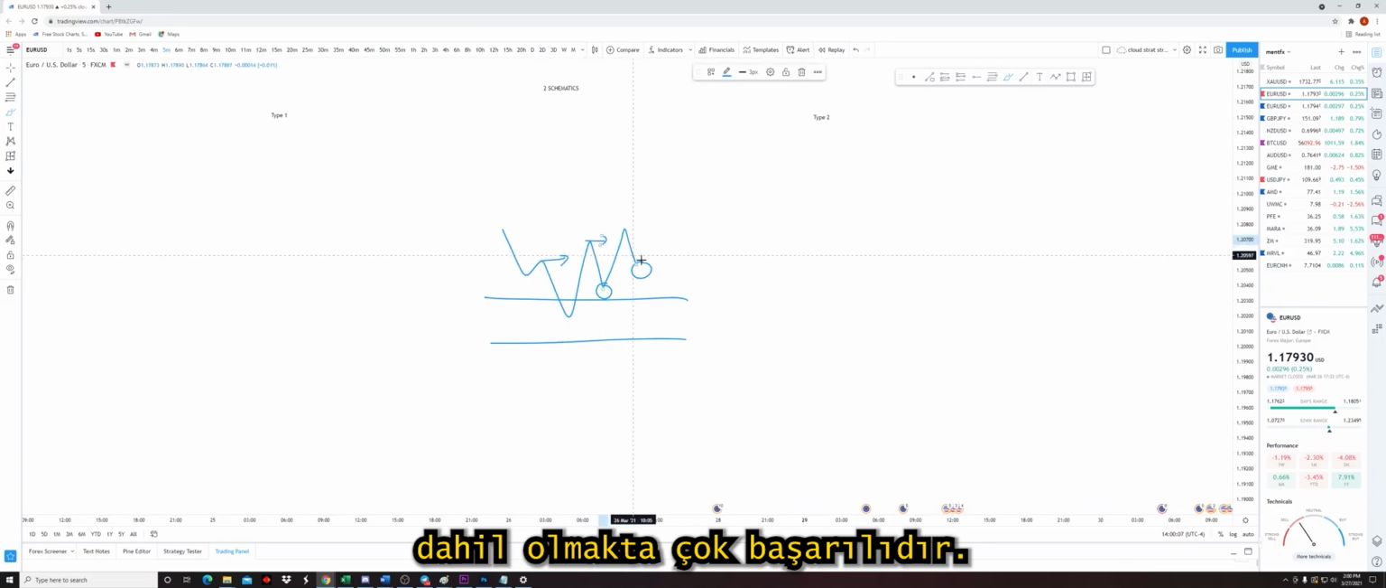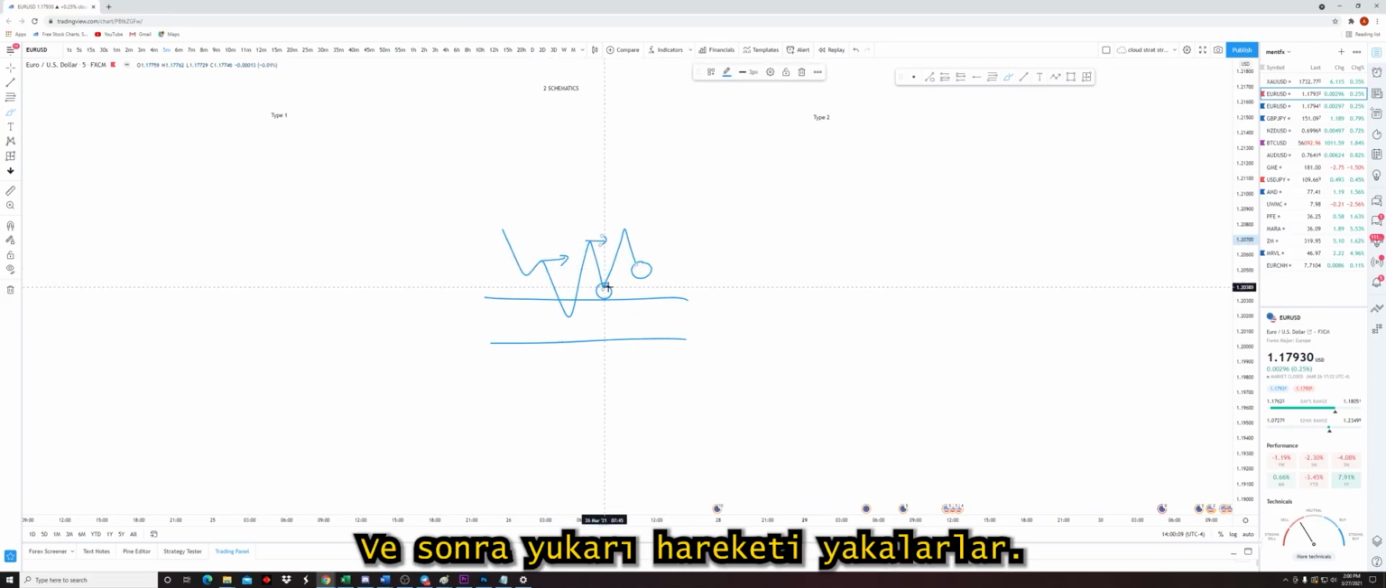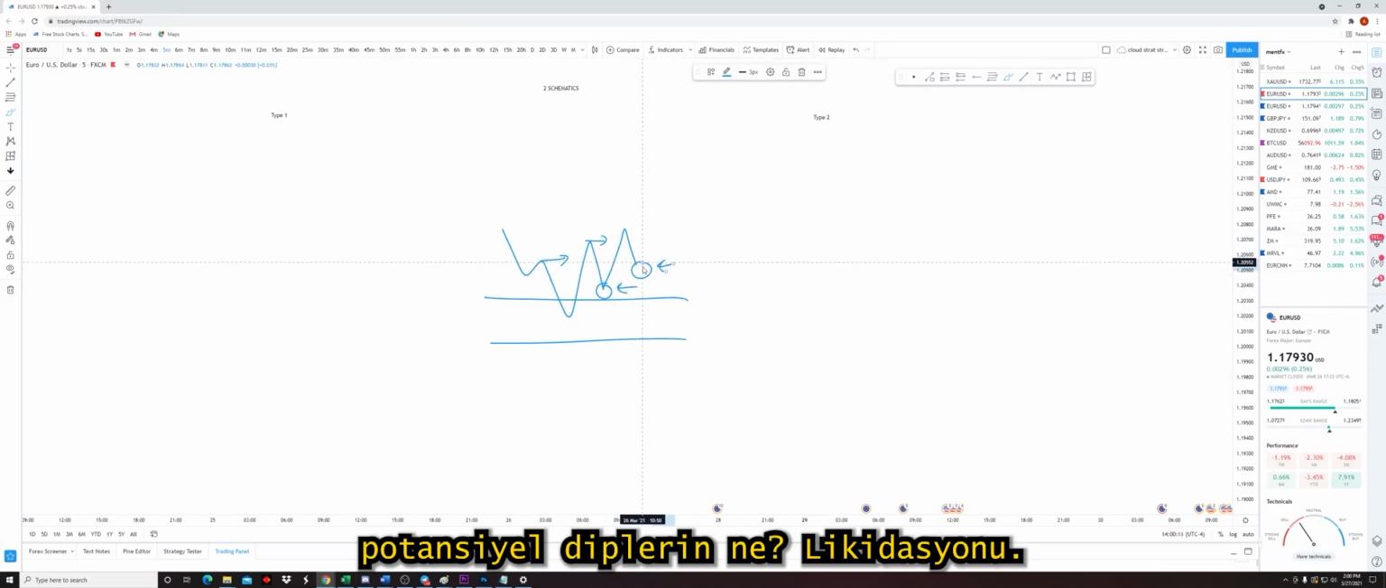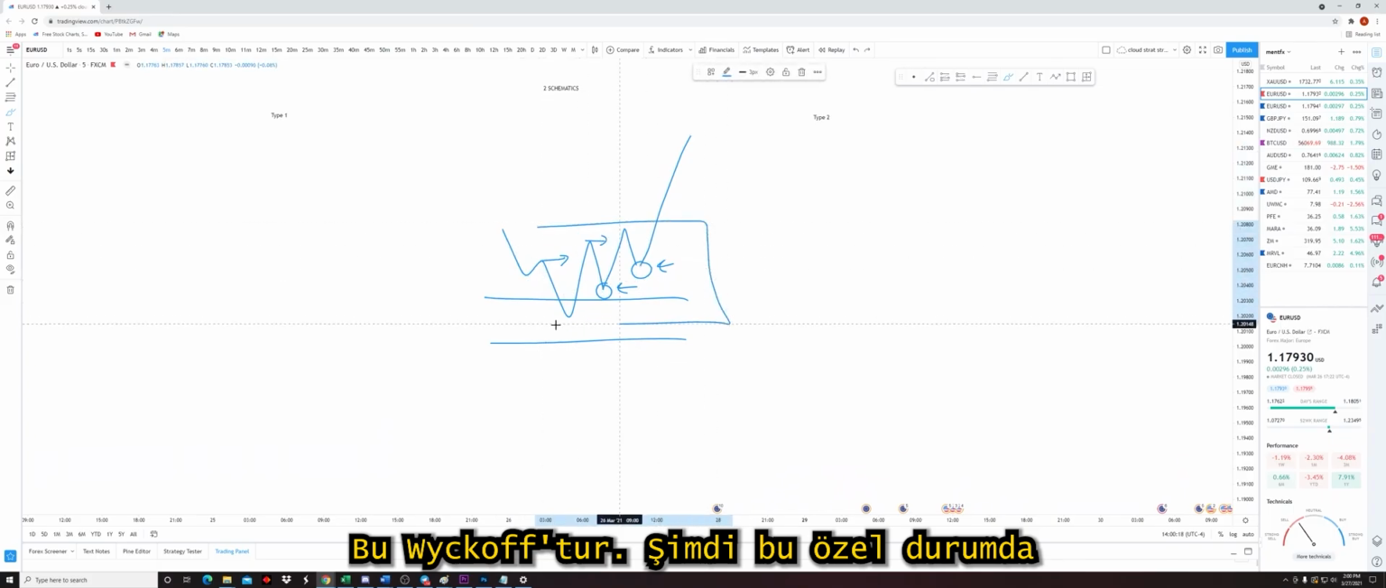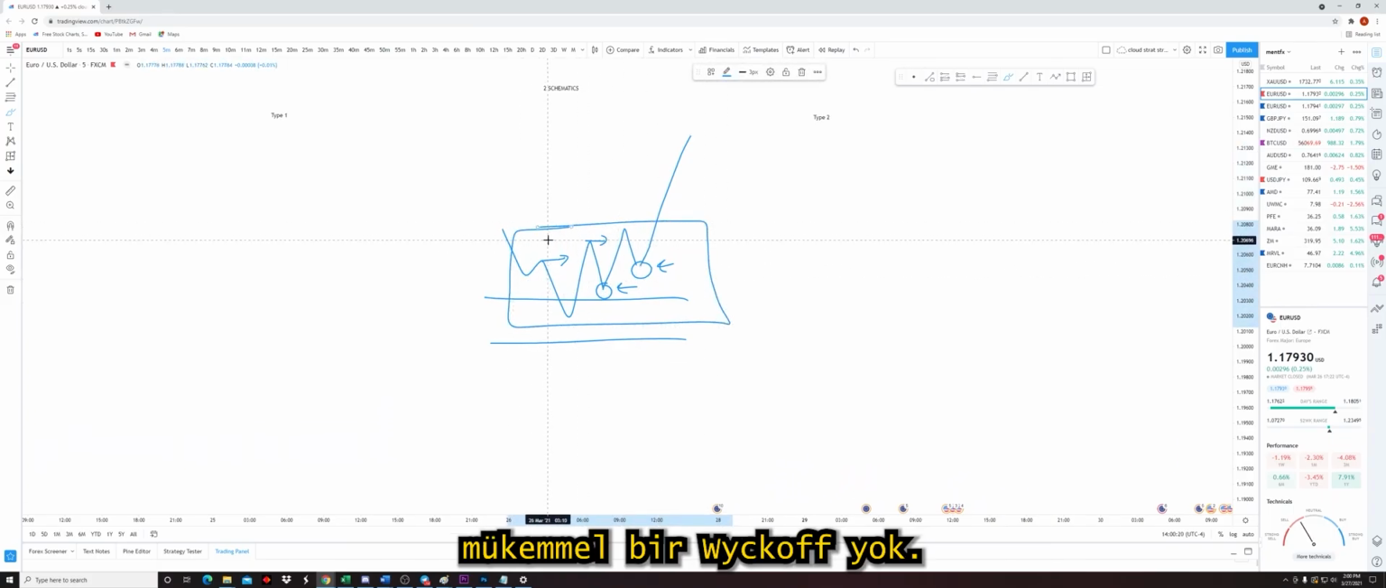Break of structure. And many people are very successful getting involved in this area or this area, and then they catch the move higher. Now, what's happening here is there is, again, what? A liquidation of potential lows. And if we put a box around it, guess what it is? It's Wyckoff.